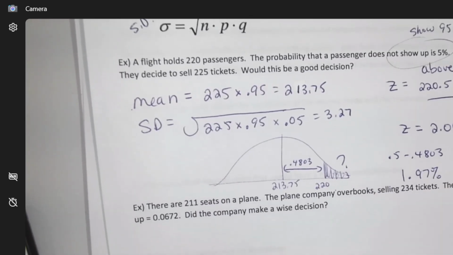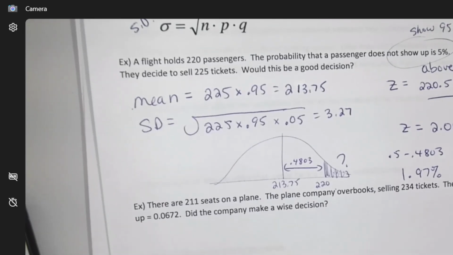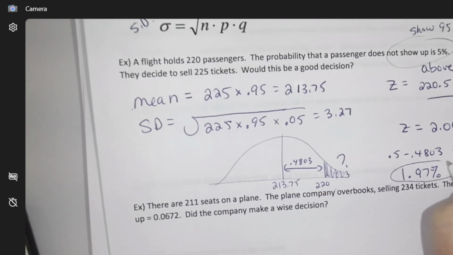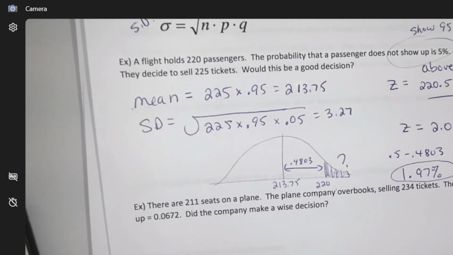Would you do it? Would you sell that many tickets, risking it? Think about how much extra money you can make. I would say that's a good business decision, to sell those 5 extra tickets, banking on those people not coming, because there's only a 1.97% chance that you would end up overbooked.